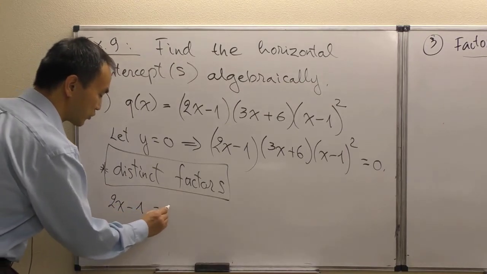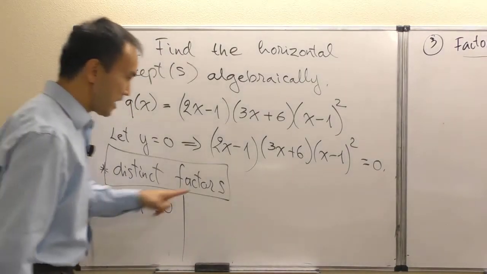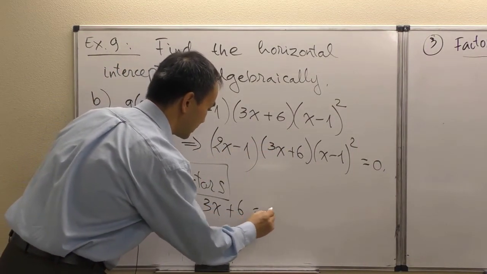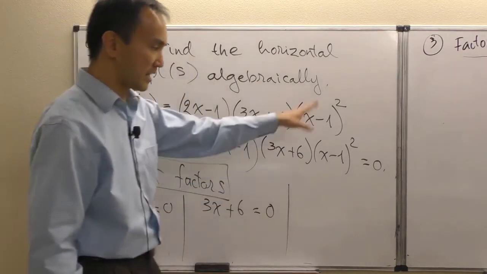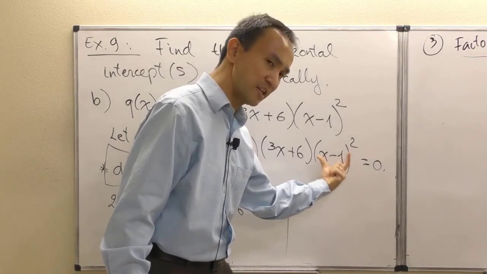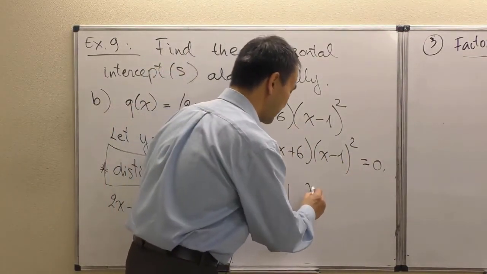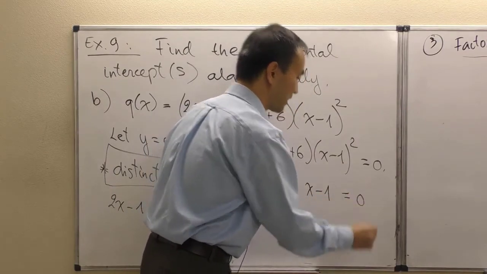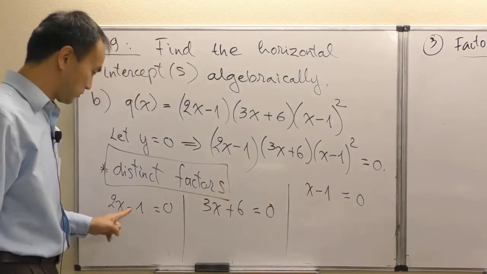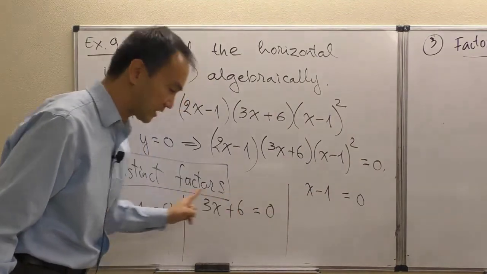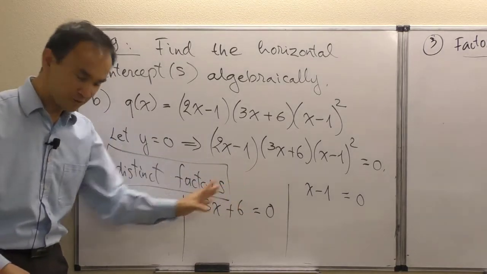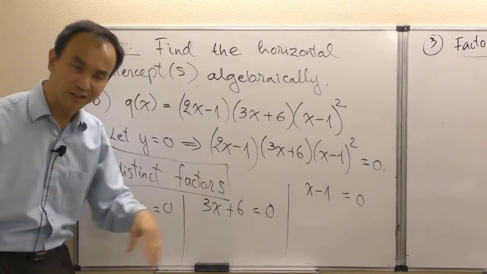Just like the usual case, I'm going to set that equal to 0. Now I'm going to look at the other distinct factor, 3x plus 6, and equate that with 0. Even though x minus 1 appeared twice in our polynomial, we only need to look at it as one distinct factor, so x minus 1 can separately equal 0. Now we have 3 distinct factors and 3 separate equations, and we take our steps solving each one of these for x.